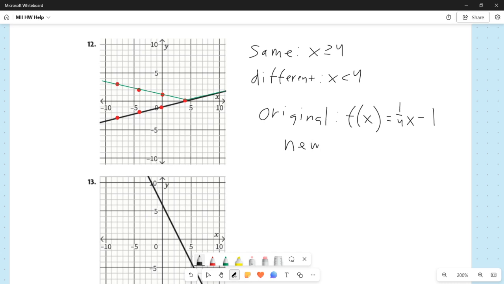That's the black line that was on that graph at the very beginning. The new function that has absolute value, nothing changes with the original function. It's still 1/4 x minus 1, except now there's an absolute value around it. And if you graph that, you will get the graph that is in green, which kind of looks like a V.